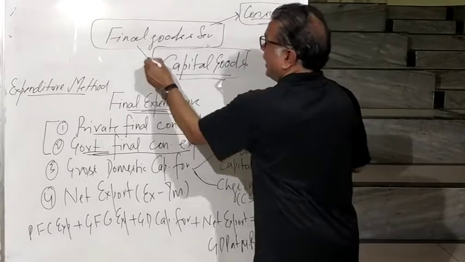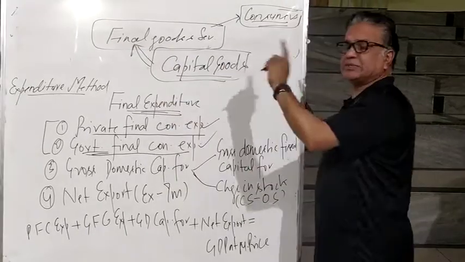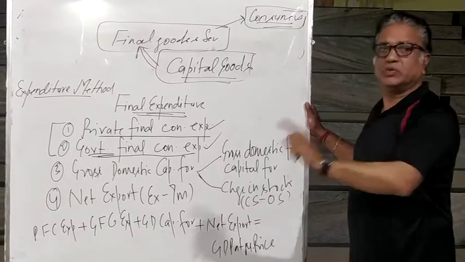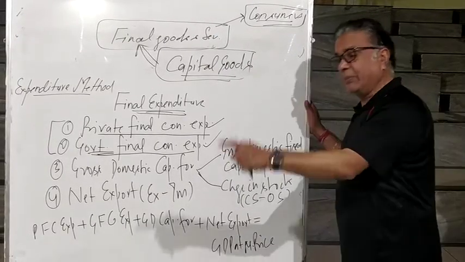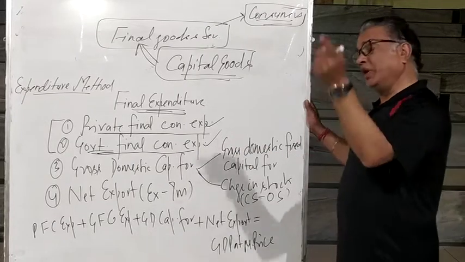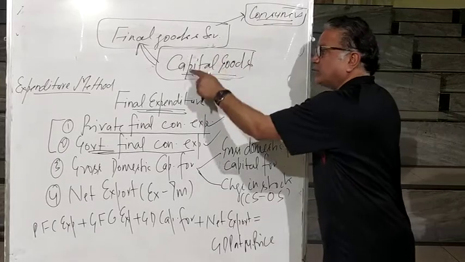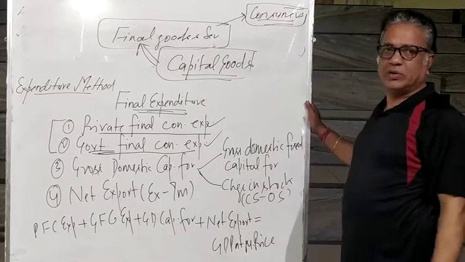And capital goods are final goods, that I already explained to you. Why are capital goods final goods? Because they are at end use. They are going to remain with the producer and the producer is going to use them again and again for production. So they are at the end use, that's why capital goods are called final goods.